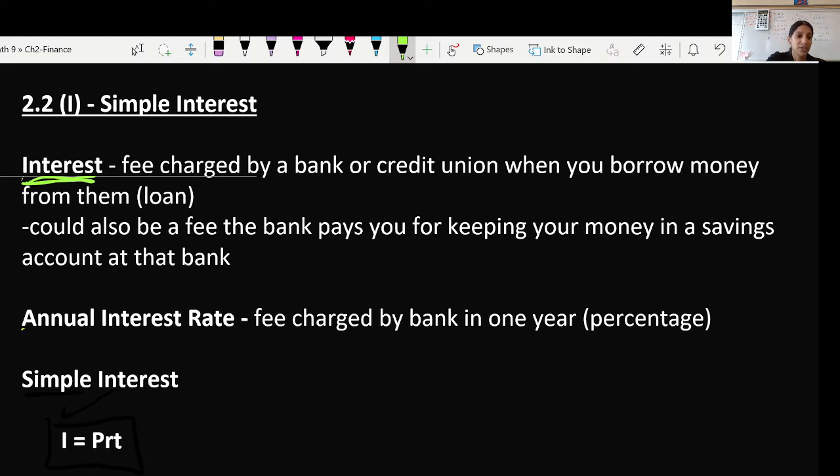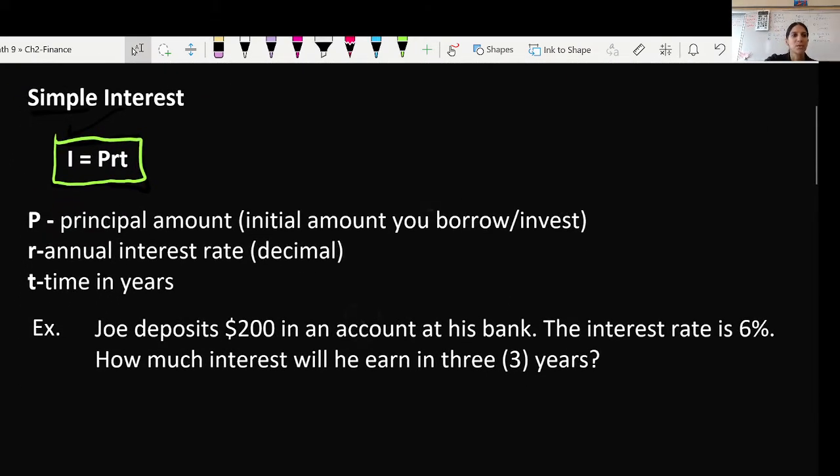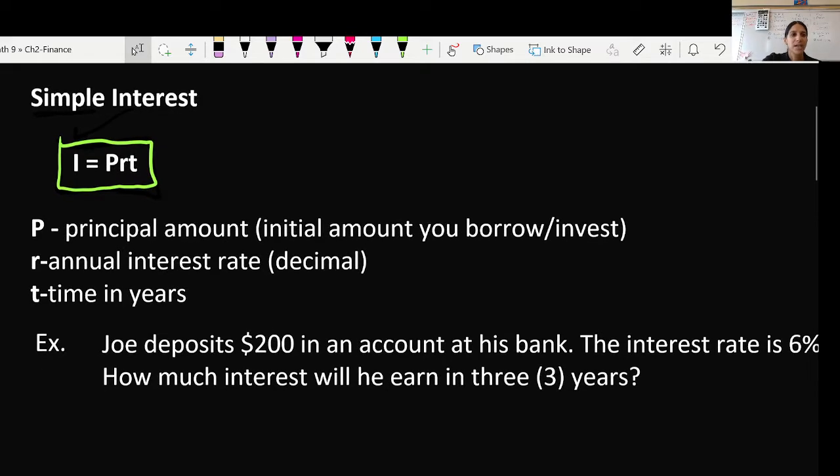So annual interest rate is the fee charged by a bank in 1 year as a percentage, and our simple interest formula, you'll know this formula over time, is I equals PRT. And this is the most important part today, so we'll sort of zoom in on this.